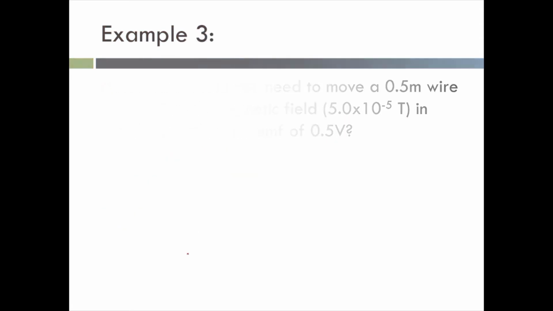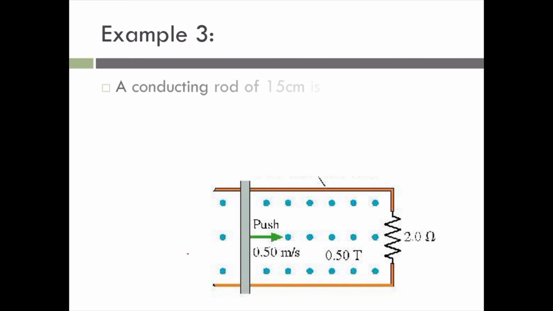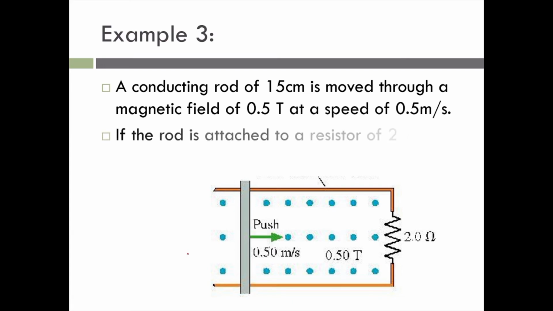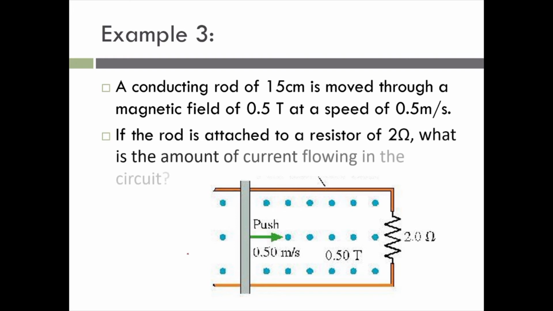Alright, third example. Let's suppose we have a conducting rod that is 15 centimeters. We're moving it through a magnetic field of 0.5 teslas at a speed of 0.5 meters per second. And we're going to attach the rod to a resistor of 2 ohms. What is the amount of current flowing in this circuit? So here we're going to combine what we just talked about, the EMF of a wire moving through a magnetic field, and Ohm's law from a few units back.